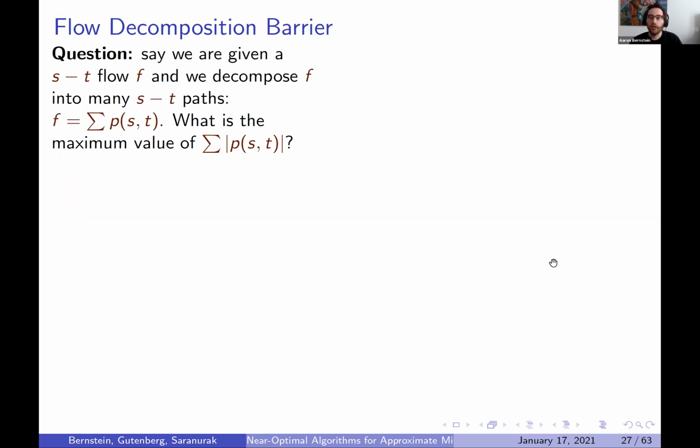So here's a question. Say you're given some flow and you try to, in some optimal way, decompose that flow into paths so as to minimize the total length of the paths. Then can you upper bound the total length of the paths that you're going to end up with? If you have unit capacity edges, it's easy to show that the total length of the paths is order M because every edge gets used at most once.